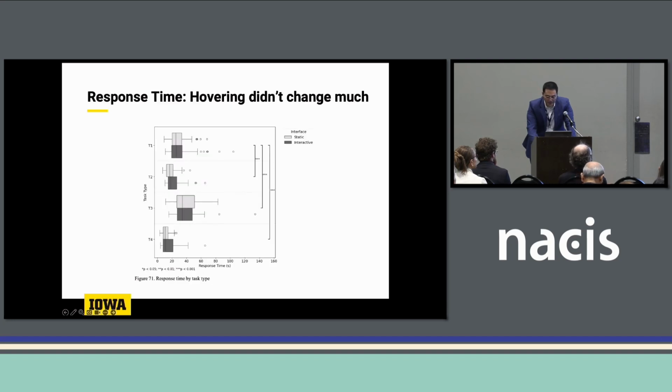Moving on to response time, overall, as shown in this figure, there were no significant decreases in response time between the two groups. So sometimes interactive features can slow down users. That's not what we saw in this case. It also didn't speed them up. So essentially adding an interactive tool didn't change response time.